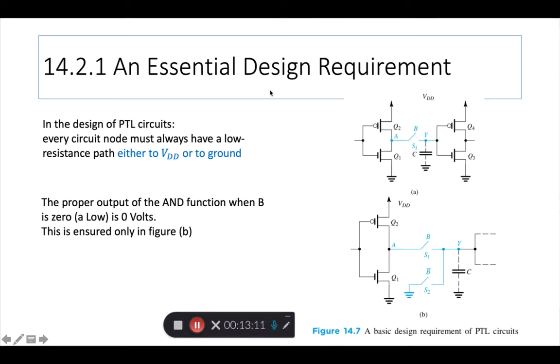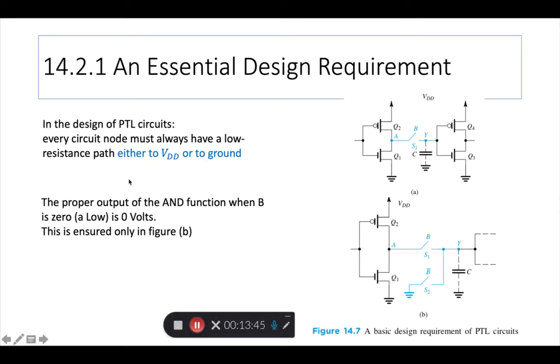Before we proceed too far ahead, there is one note here, an essential design requirement. This is section 14.2.1, which says that in the design of PTL circuits, every circuit node must always have a low resistance path either to VDD or to ground. In this case, there is no definite path, so you can compare this to this circuit, okay?